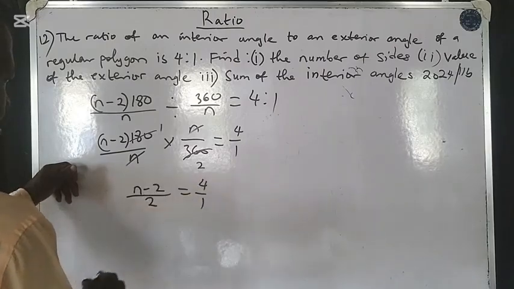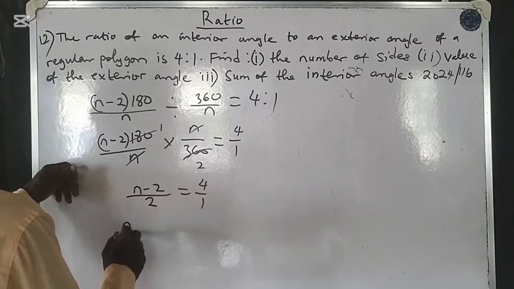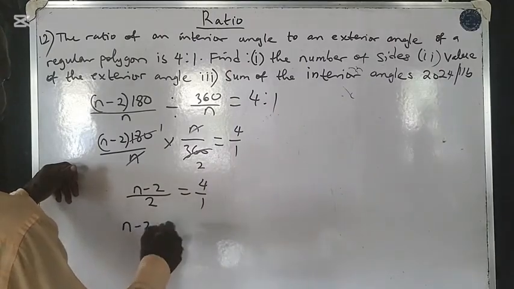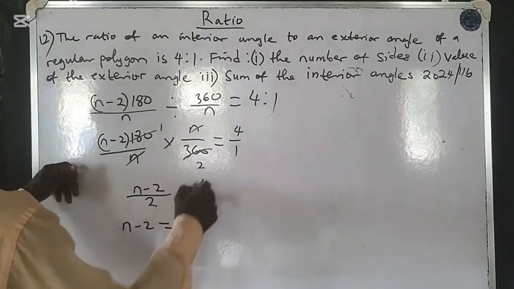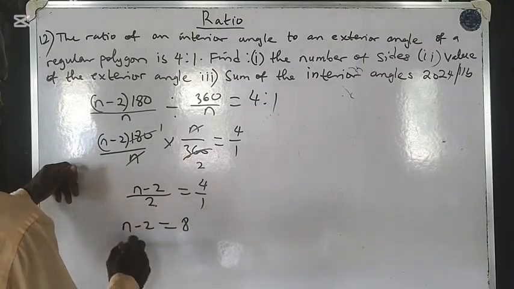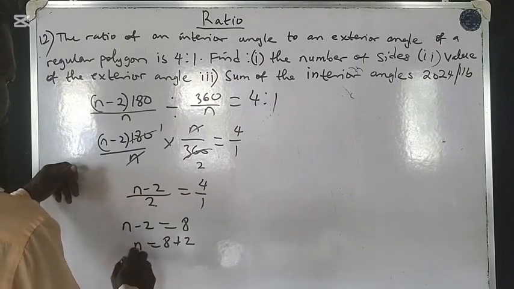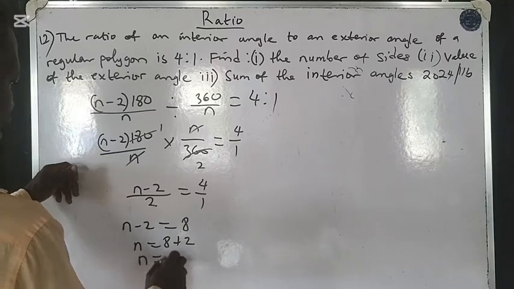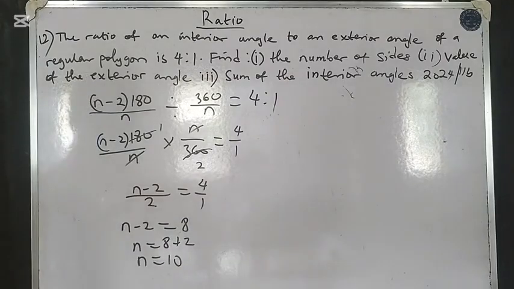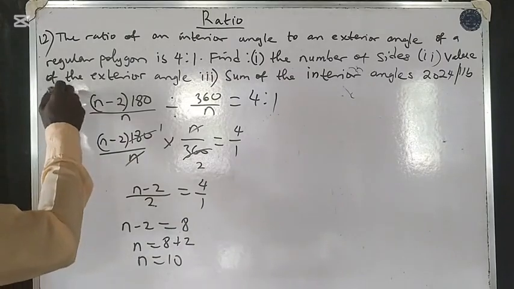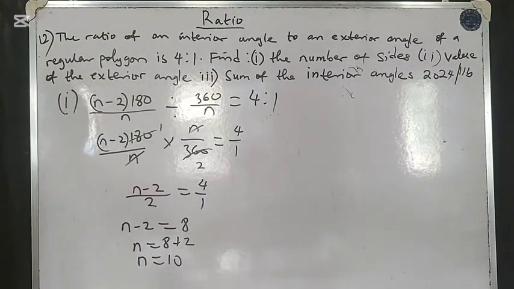What we do here is to cross multiply. So we have n-2 times 1, which gives us the same thing. 2 times 4 will give us 8. So 8 plus 2, our n equals 10. So the first question has been solved. So n equals 10. Having known our n, we can move to the next one.